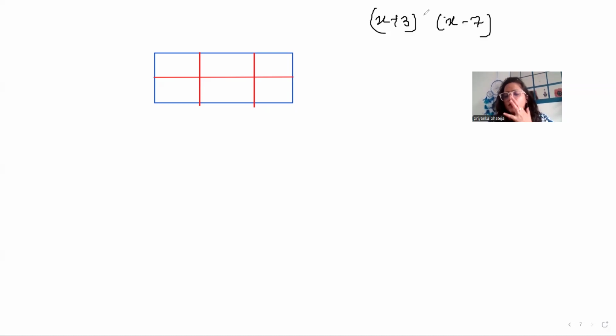So see, the sequence and the order doesn't matter. You can either place x plus 3 here and x minus 7 here. That is totally your choice. But remember that whenever you are keeping your variables and your terms or your numbers, you need to make sure that they are enclosed with the same sign. So first of all, make complete first work. X times x would be x square. X times minus 7 would be minus 7x.